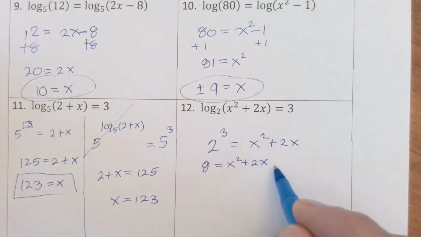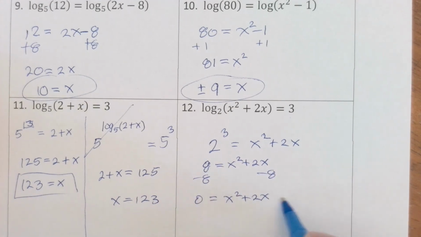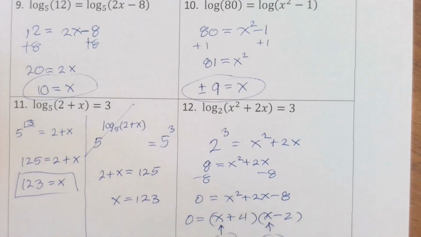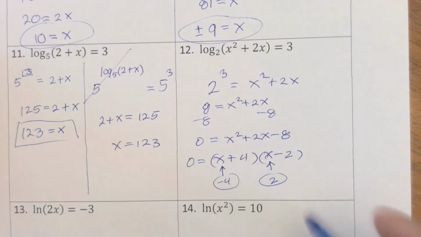Now this time I think I will get things equal to 0 by subtracting 8 on both sides. So I have 0 equals x squared plus 2x minus 8. I'm going to factor that as a product of two binomials, and they look like x plus 4 and x minus 2. Those factors reveal roots or zeros of negative 4 here and positive 2 there. And those are the solutions to problem 12. So we have x equals negative 4 and x equals 2.